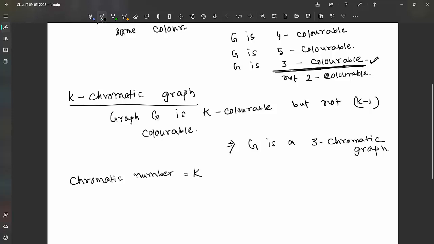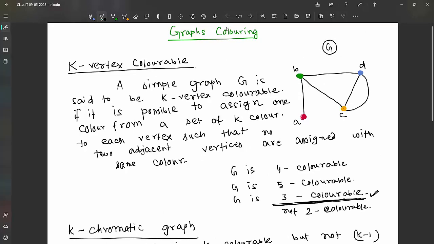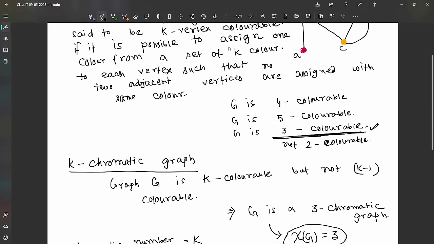So here the chromatic number is K, and it is actually denoted by chi of G. This is the notation of the chromatic number of a graph. So chi of G means the minimum K number of colors required to color the graph successfully. And here chi of this graph G is equal to 3, for our particular given problem. So this is the concept of graph coloring. If a graph is given, you can color the graph by using different colors in this way.